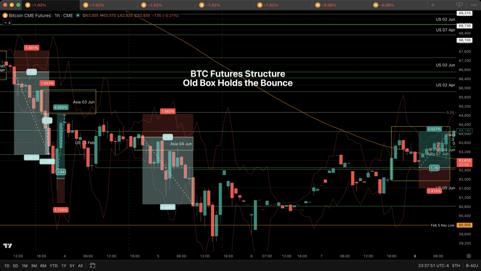That matters. A bounce in the middle gives poor control. A bounce from the lower boundary gives a line. You can define the trade. You can define the failure. You can define the target. Price reaches the lower side. It reacts. It holds. Then the long becomes active.